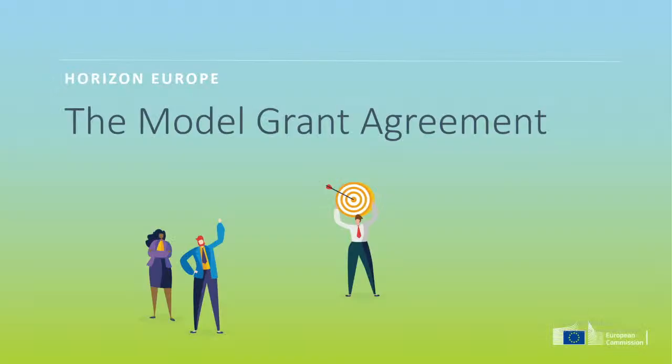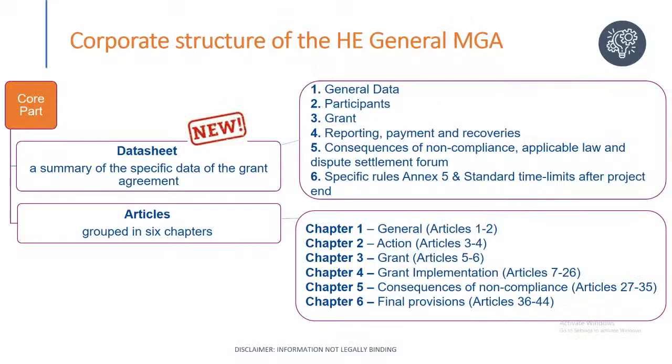So let's start with the model grant agreement. These slides give you an overview of how it looks and its parts. There is a core part with different articles that are grouped in 6 chapters. At the beginning of the core part, there is the data sheet, where you can find a summary of the main data of your grant agreement.